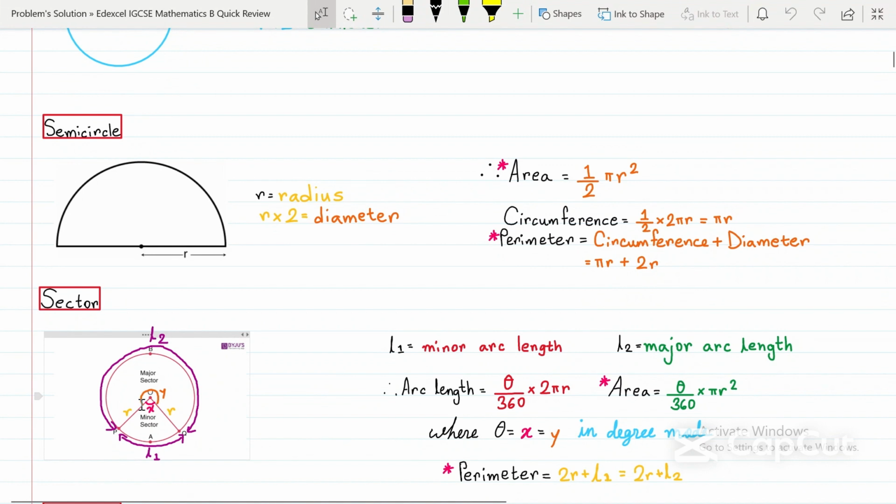Here theta equals x, this is also equals y, but make sure the calculator is set into degree mode. The theta x or y is basically in degree mode. So the perimeter of the sector equals 2r plus L1, and this also equals 2r plus L2. The formula is the same but the calculation answer is different.